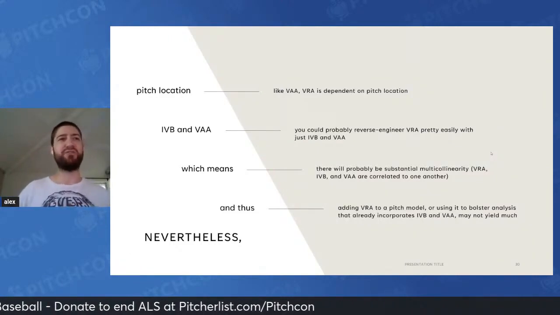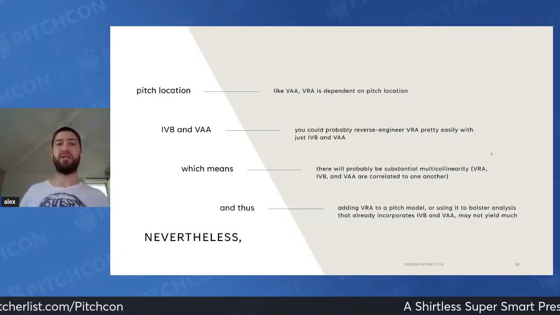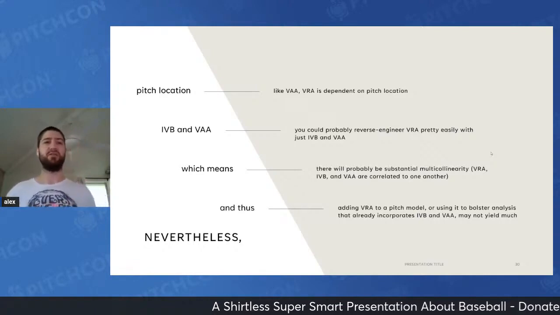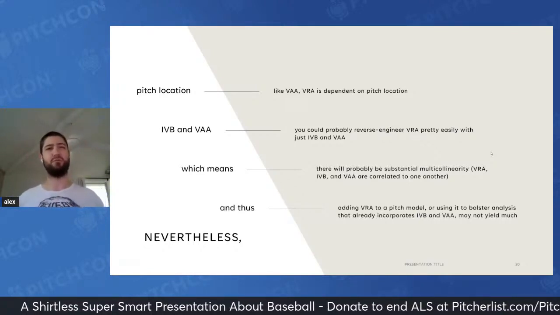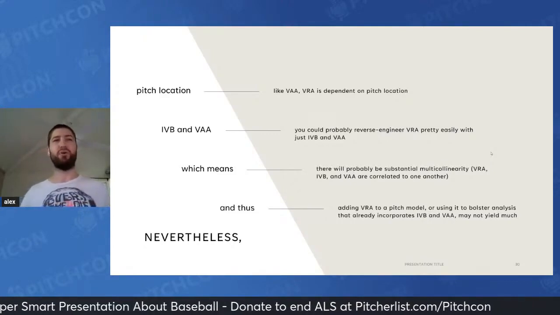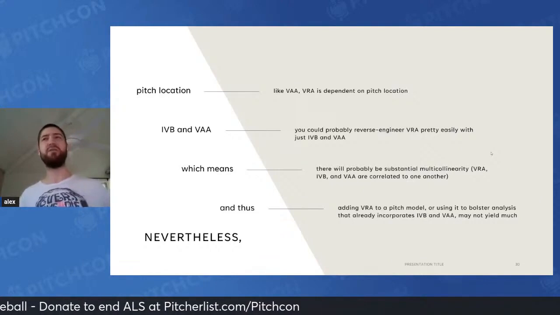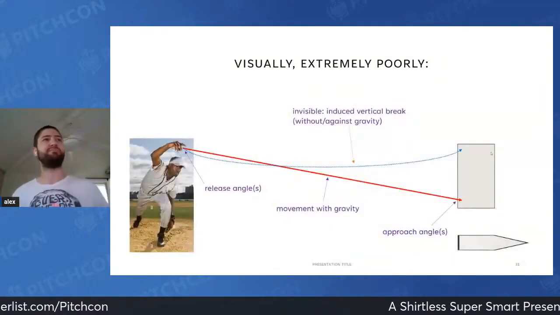But there's just substantial multicollinearity. That just means all these variables are correlated very strongly with one another. And that's because they're all kind of using the same information in terms of measurements. So I'm not really sure that adding vertical release angle or horizontal release angle will bolster pitching analysis that much, or will really improve pitch models. Nevertheless, let's look at it.